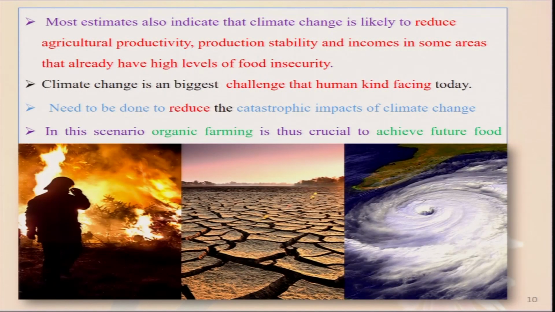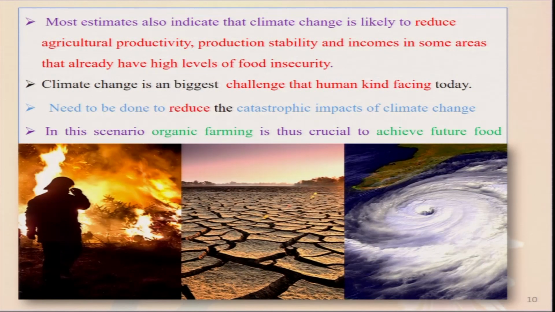Most estimates also indicate that climate change is likely to reduce agricultural productivity, production stability and income. Not only agricultural productivity, whenever it is reduced, more than 60% of our population is dependent directly or indirectly on agriculture. Some are food producers, some are working as laborers, some are working in the field, some are also in the packaging industry. If agricultural production is down, all the people who are involved indirectly will also be affected. So, we have to always take care of that.